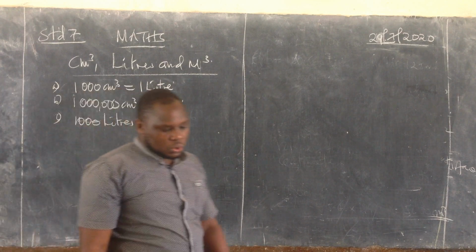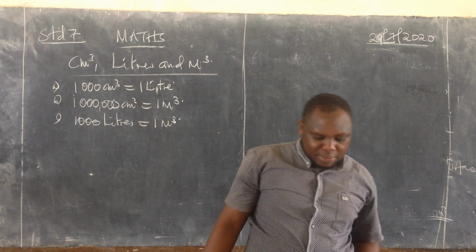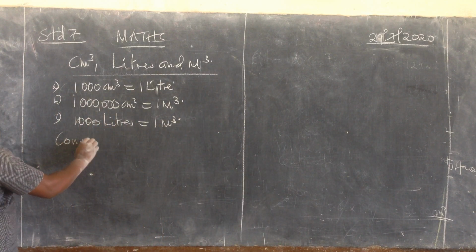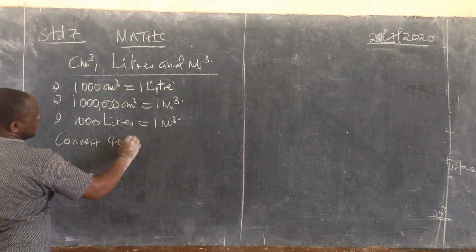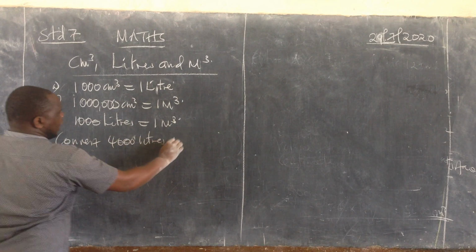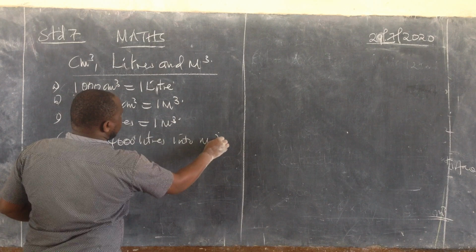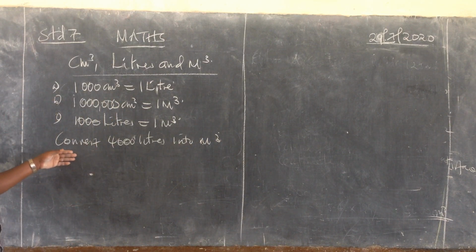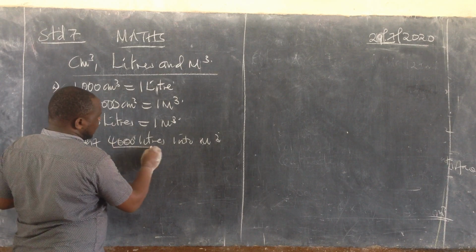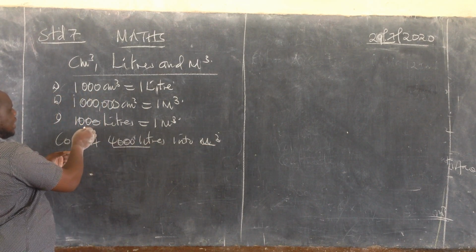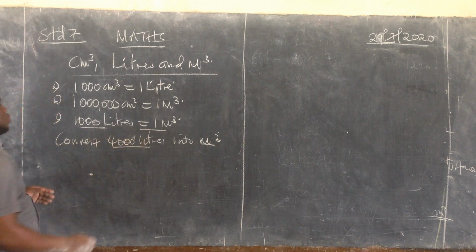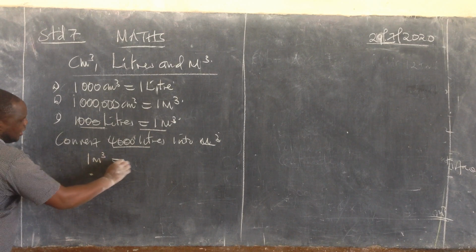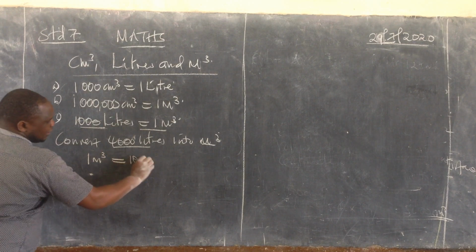So these are the relationships that we're going to use in this particular exercise. We can give an example: convert 4,000 liters into cubic meters. So where do you start, Lana? You look at the relationship between liters and cubic meters. So we are going to use this one: one cubic meter is equivalent to 1,000 liters.